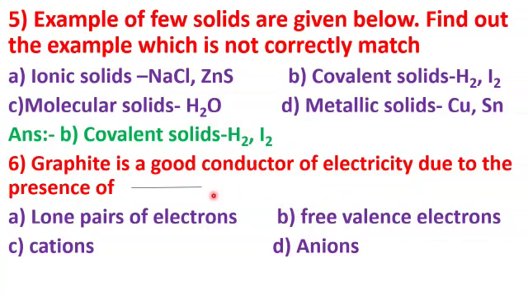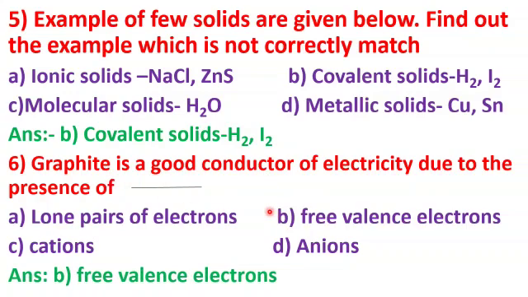Due to that, graphite will show the conductivity property. So the correct answer will be B, presence of free valence electrons in the structure of graphite, which are moving throughout the structure. This will be responsible for the electrical conductivity of graphite. So answer B, free valence electrons.